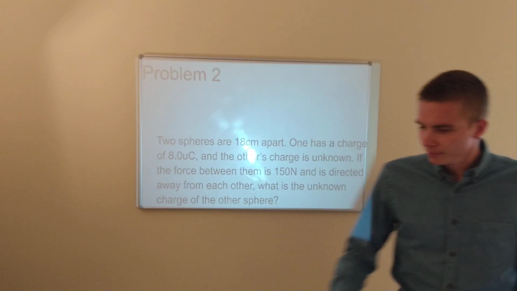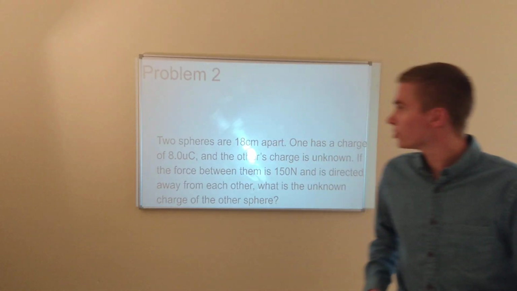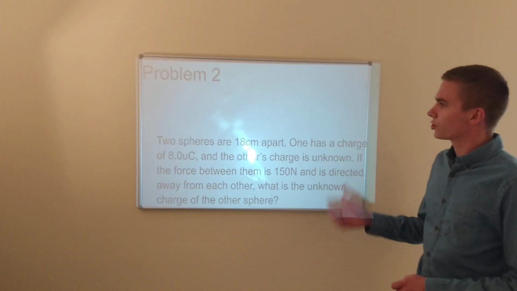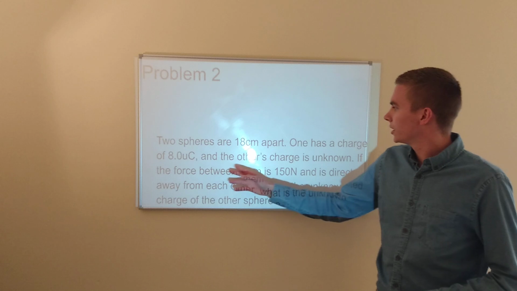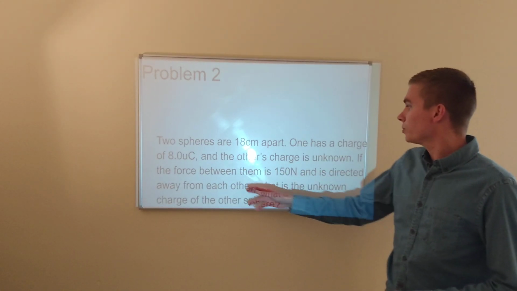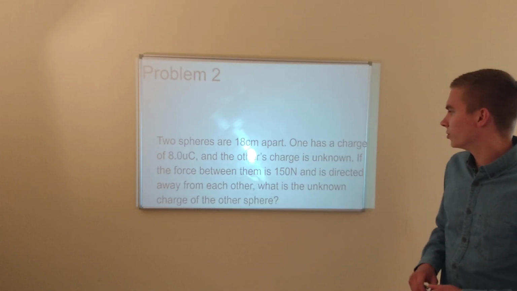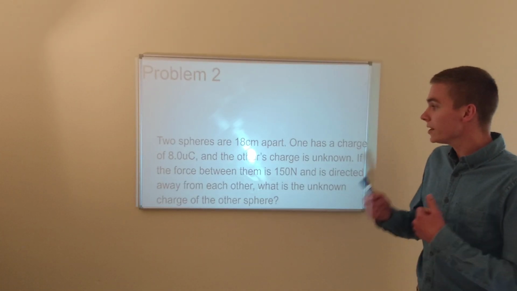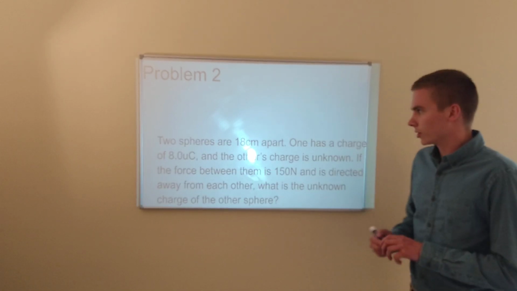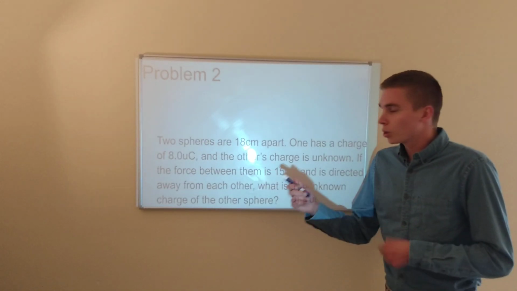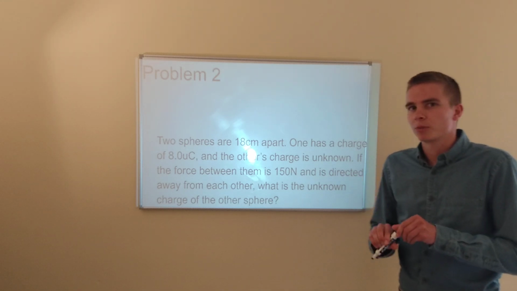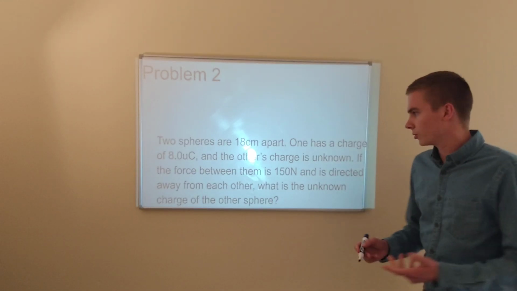Our first problem states that there are two spheres and they're 18 centimeters apart. One has a charge of 8 microcoulombs, the other has a charge that is unknown. If the force between them is 150 newtons and is directed away from each other, what is the unknown charge of the other sphere? Well, in word problems like these, I'm actually going to go ahead and draw a picture at the top. This isn't required, but it may come in handy if you're having some difficulty.